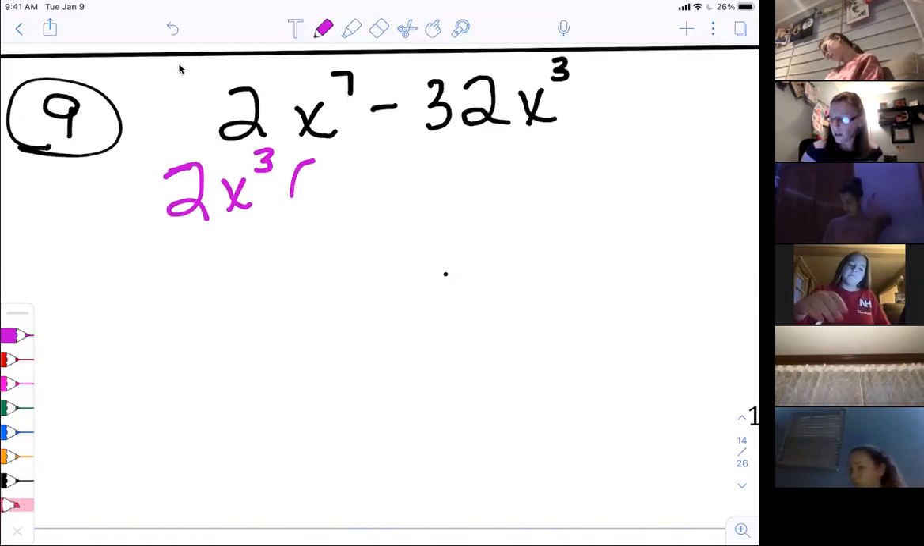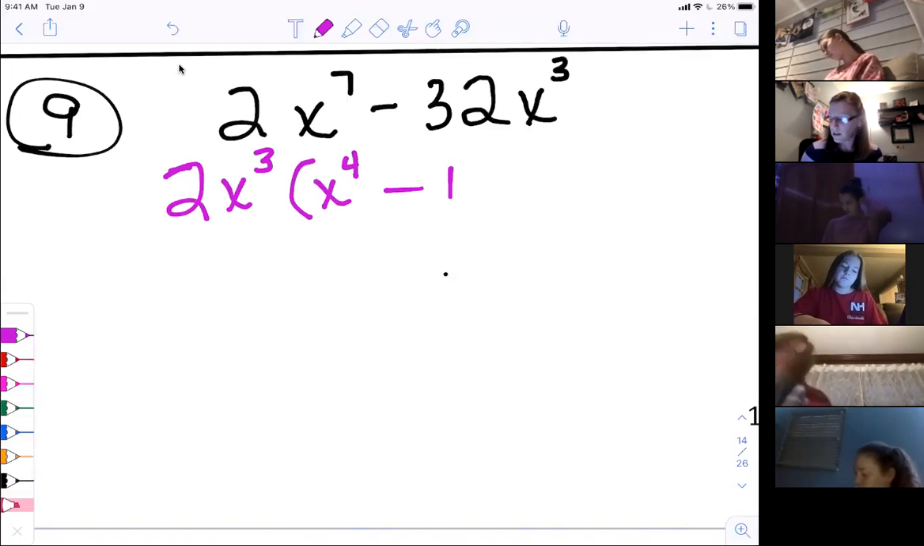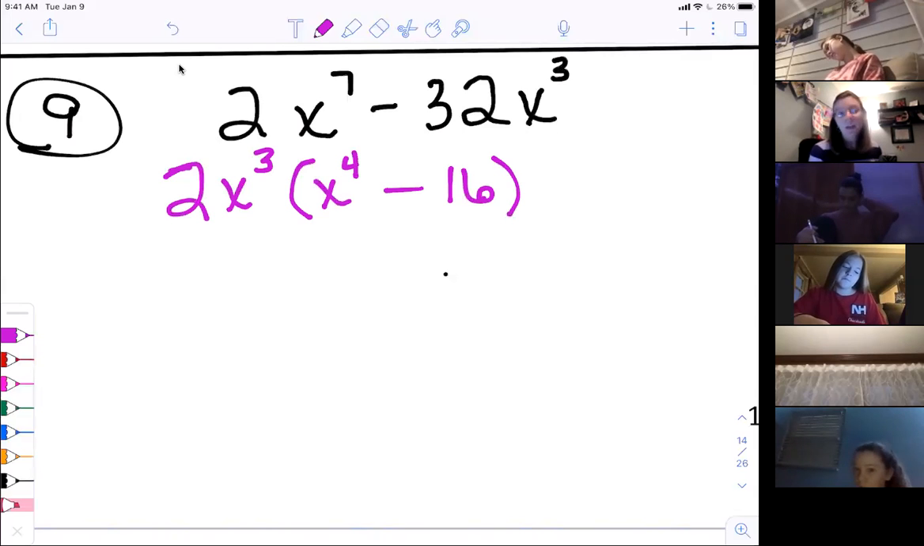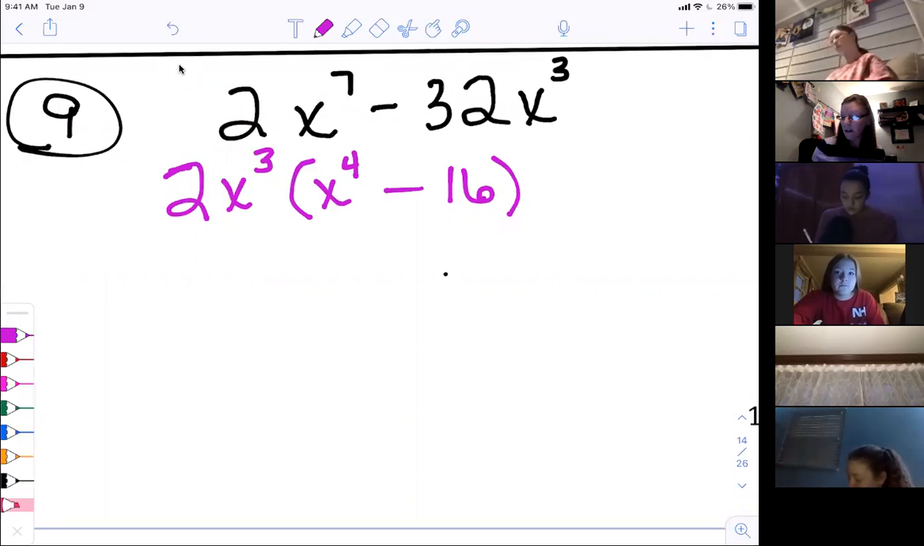So when we pull that out, we are left with x to the 4th, still a minus sign, and then 16. So that's step 1. Every single question, is there a GCF? First question you ask yourself when factoring. After you do that first step, then you need to continue to look to see if you can do anything further with the problem.